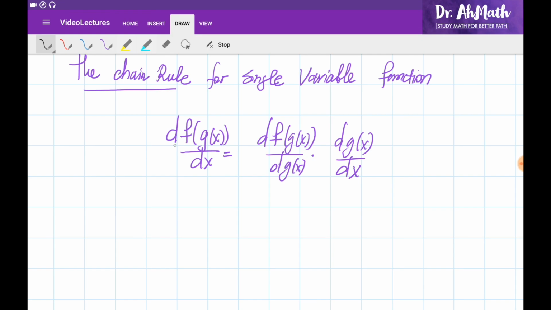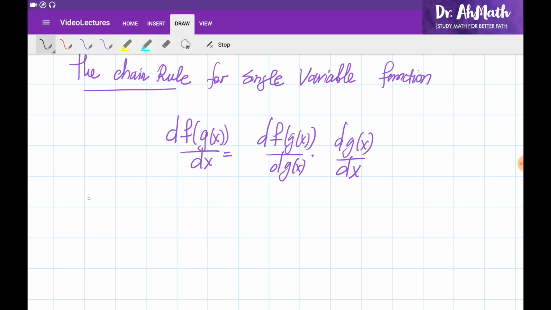So if our function depends on x implicitly through some function g, so basically we're given a composite function of f and g, and we need to take the derivative of this function with respect to x, first of all we need to take the derivative of this function with respect to g, right? So we look at g as one variable and multiply this by the derivative of g with respect to x.